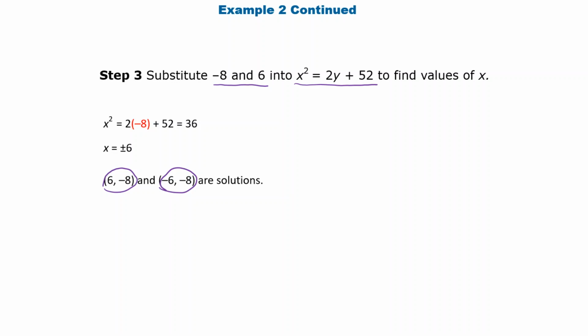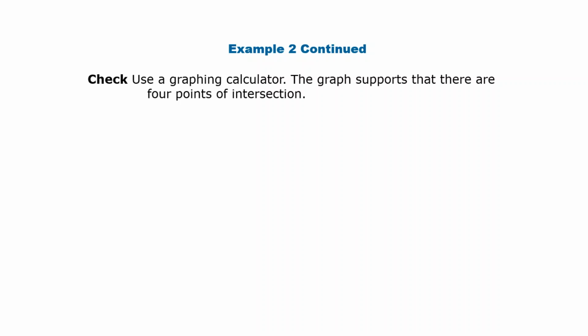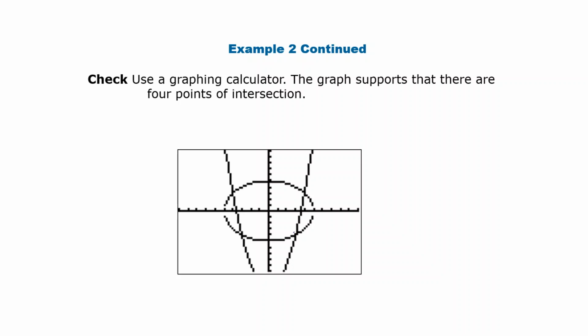Okay, so that's when I substitute my negative 8 in. Now I'm going to have to substitute my 6 in. Okay, so there I substitute my 6 in, and here I get 2 more points. So now that I actually have 4 points, and that's all I need. So the solution set is this whole set right here. And again, you can use your graphing calculator, and the graph supports that there are 4 points of intersection. 1, 2, 3, and 4.